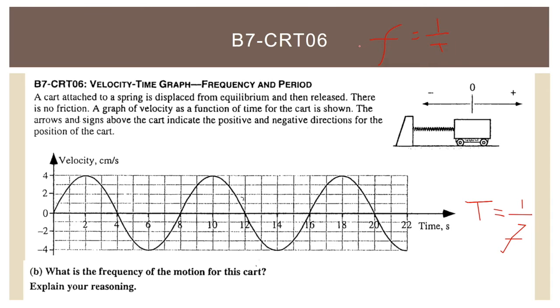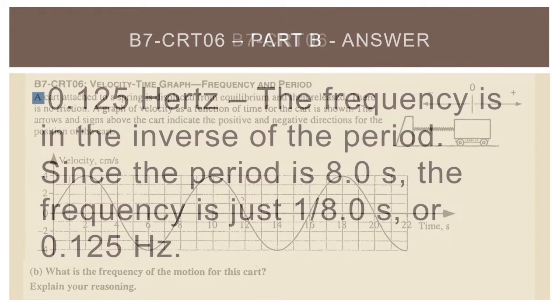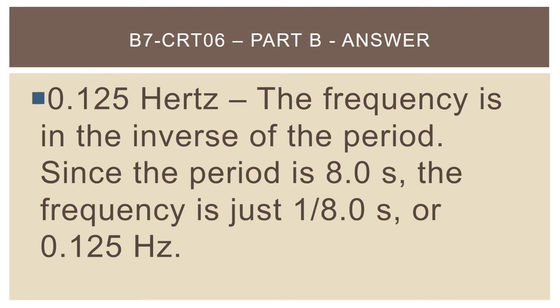If the period is 8 seconds, well, then the frequency is 1 over 8 hertz. And of course, 1/8 is 0.125. So the period, or excuse me, the frequency is 0.125 hertz. And the explanation here doesn't need to be that complicated. The frequency is the inverse of the period. Since the period is 8 seconds, frequency is just 1 over 8 seconds, 0.125 hertz. Take a second to pause this video here and write that down. And when you hit play, we'll move on.